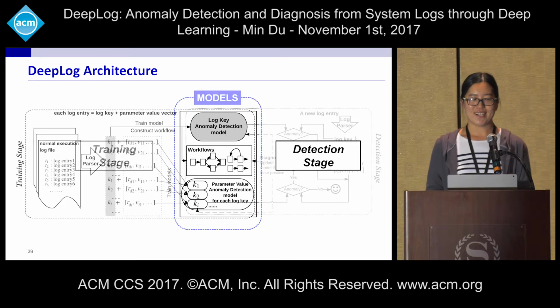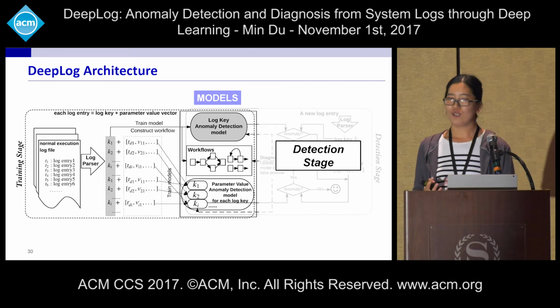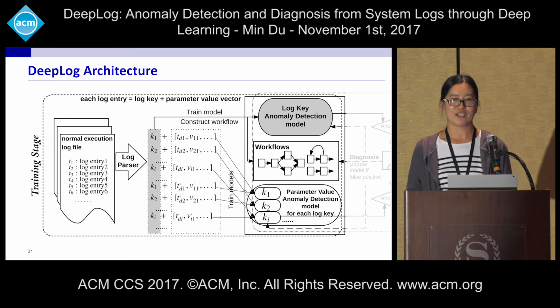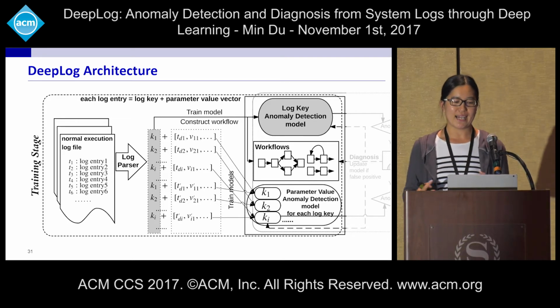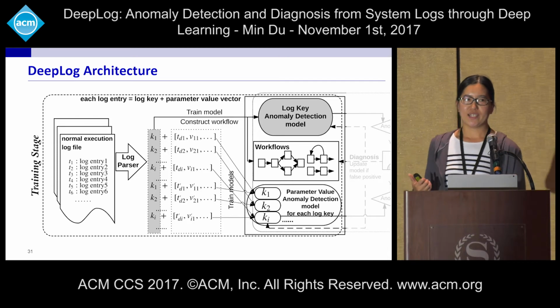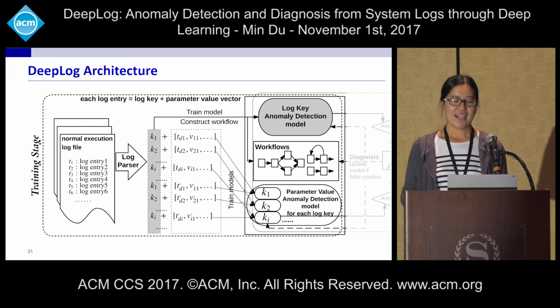Now here's the training stage. I'll zoom in a little bit. In the training stage, we only require normal execution logs for training, which means we do not need any information of any type of anomalies to detect them. And this is actually not a high requirement. For example, before every software is put into production, it is usually tested offline to know that it's functioning correctly. And this offline testing log is already enough for our training purpose.